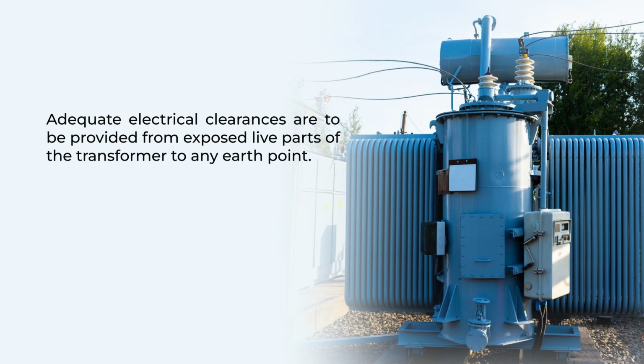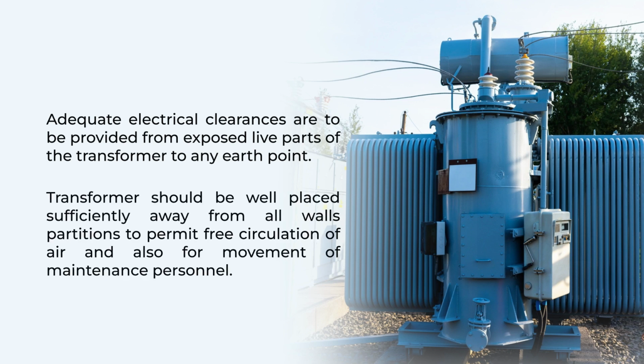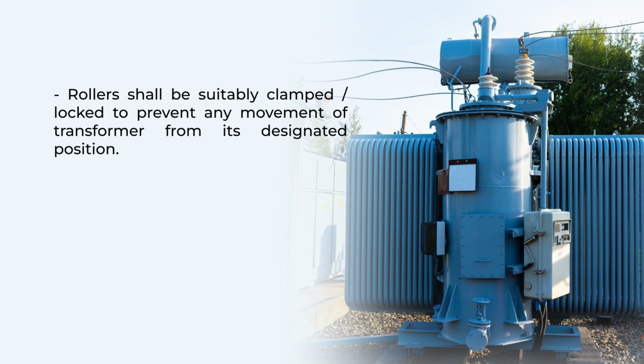Adequate electrical clearances are to be provided from exposed live parts of the transformer to any earth point. The transformer should be well placed sufficiently away from all wall partitions to permit free circulation of air and also for movement of the maintenance personnel. Once the transformer has been placed on the foundation, rollers should be suitably clamped or locked to prevent any movement of the transformer from its designated position.